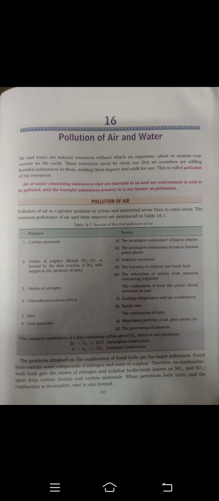You can find here the complete combustion of a fuel containing carbon gives carbon dioxide, which is not poisonous, but carbon monoxide, CO, is extremely poisonous. 2C plus O2 gives 2CO, that is incomplete combustion. CO means carbon monoxide and CO2 is carbon dioxide.